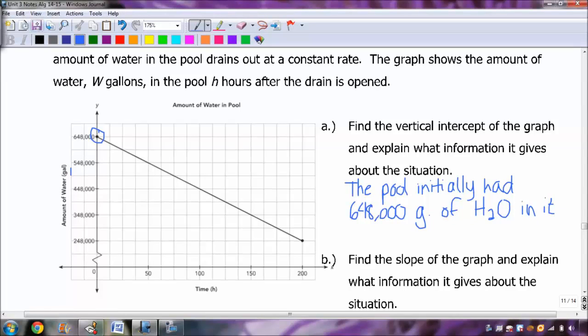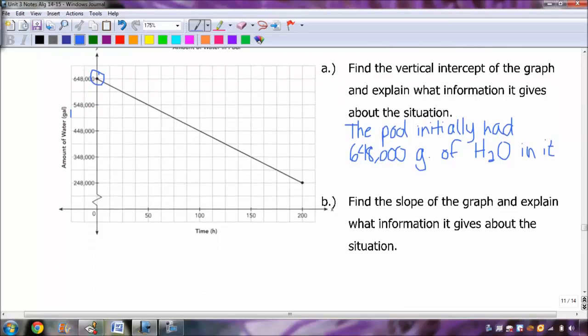Okay. All right. Now, question B, find the slope of the graph and explain what information it gives about the situation. Now, remember, when you find slope, you can just do rise over run if it's just given to you as a graph. You don't have to do any extra work. So, I can use this as my starting point, and I can use this as my ending point. So, how much was the rise? How much was the run?